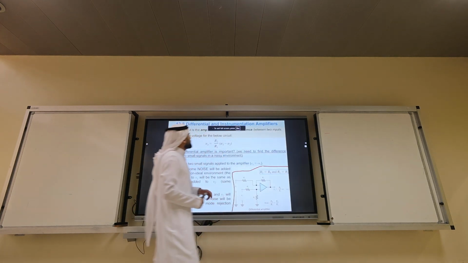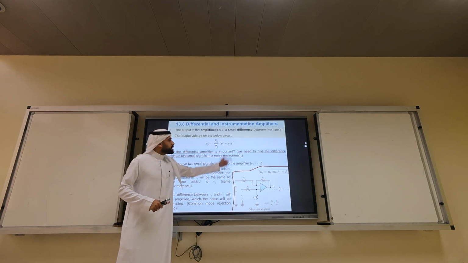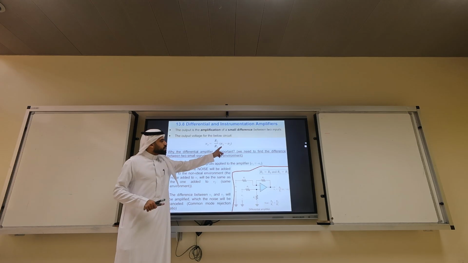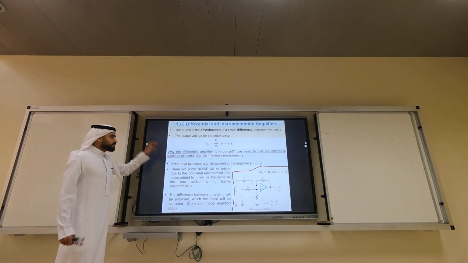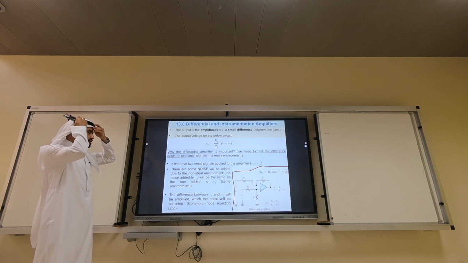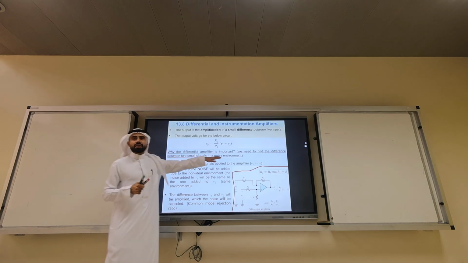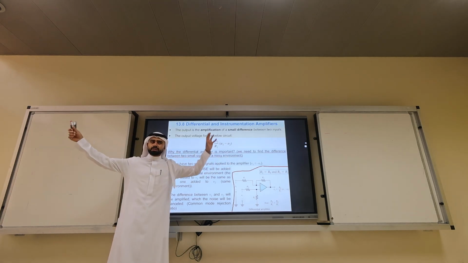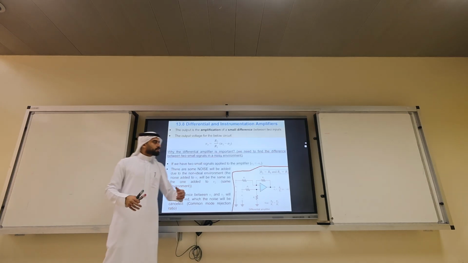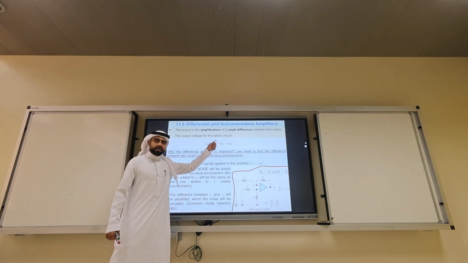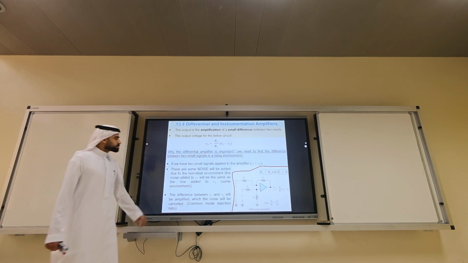You have two input signals. The output voltage for the below circuit is R2 over R1 times (V1 minus V2). We will show you the derivation later. Why is the differential amplifier important? Because we need to find the difference between two small signals in a noisy environment. Sensor 1, sensor 2. You combine the two signals in a very noisy environment, and then you amplify that difference. That's how control instrumentation works.